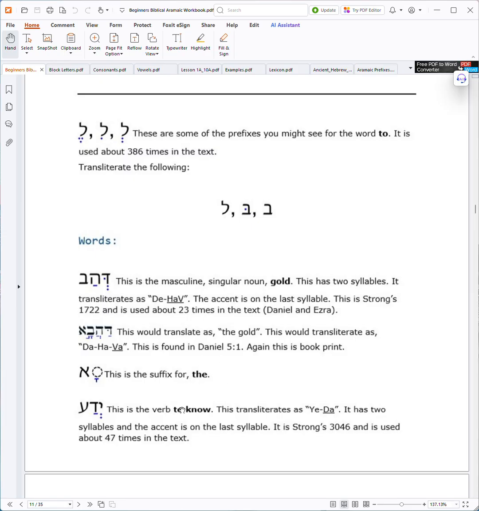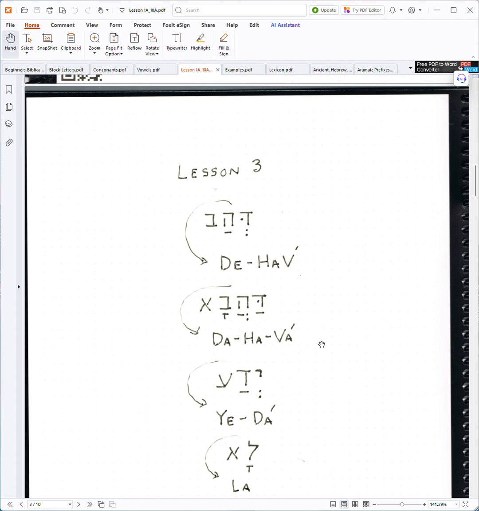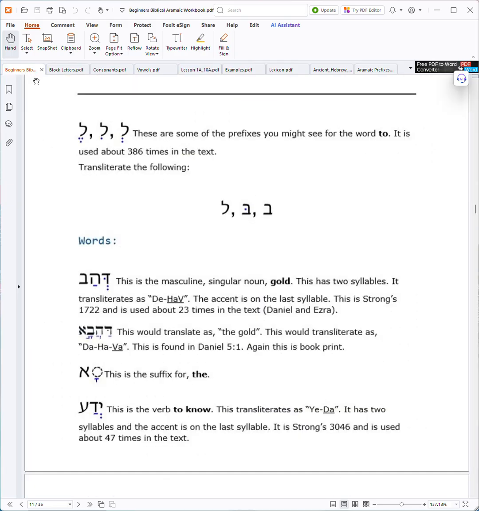So our next word is a verb, to know, and so it has 2 syllables. So we'll go here to our, so we have a yod and a shavah. So it's a Y-E, a dalet, and a patach, and this one's silent. So it's yeda, yeda. So it's yeda.